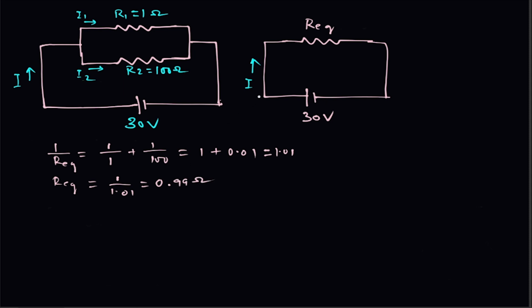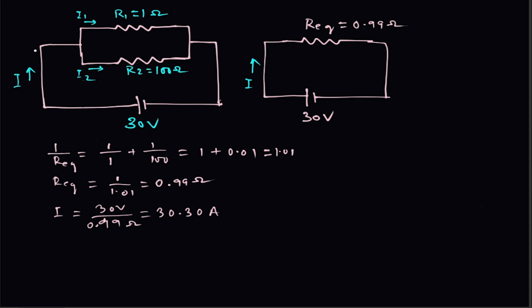0.99 ohm. Now we can solve this circuit. We have got this as 0.99 ohm. Now this is a simple Ohm's law circuit. So I is equal to 30 volt divided by R equivalent, that is how much? 0.99 ohm. We have calculated that as 30.30. So I is 30.30 ampere.